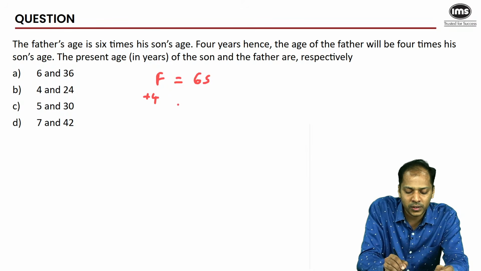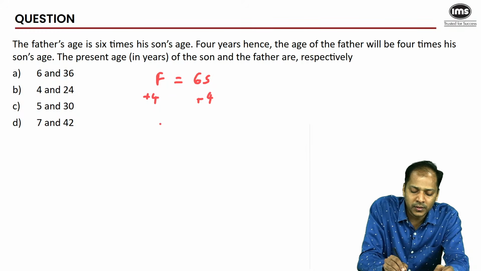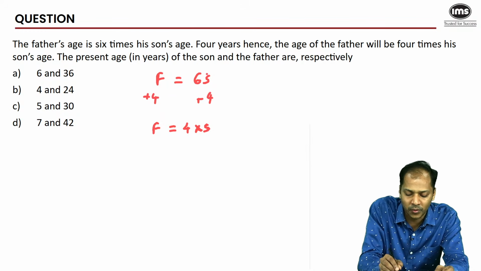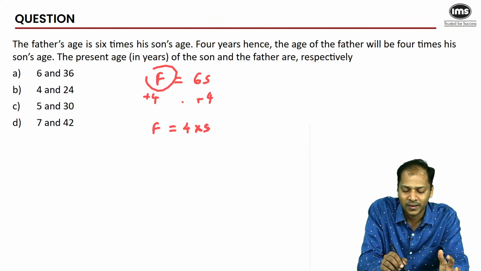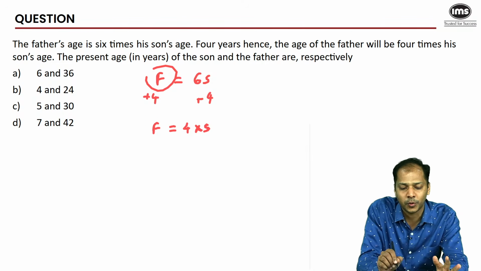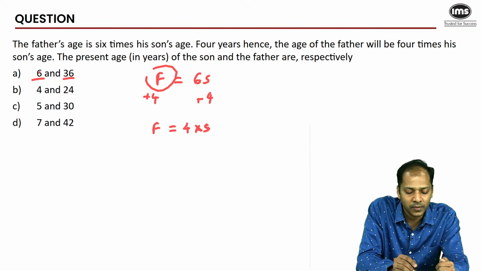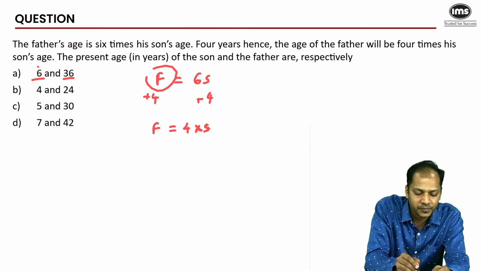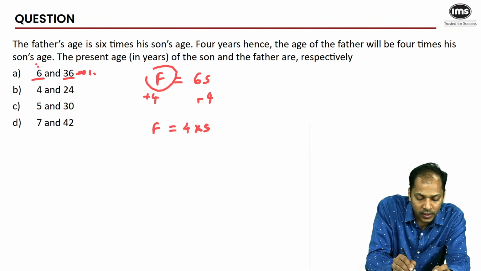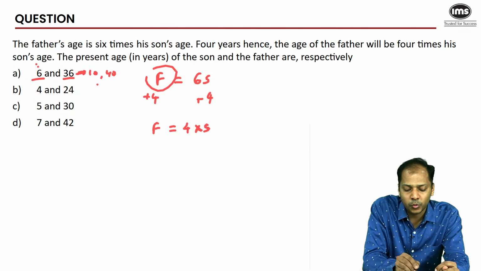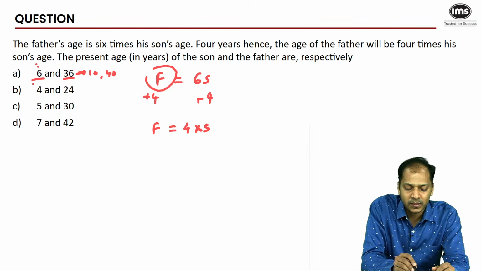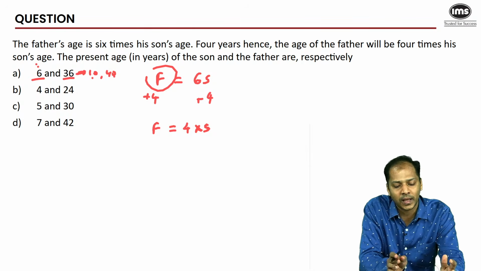If you add 4 years to both of them, the father's age would be 4 times the son's age. I would suggest you go ahead to the options. Now remember, this is not an equation. I'm just saying father and son. Okay, so if the initial ages were 6 and 36, you add 4 to them, this becomes 10, this becomes 40. Do these numbers satisfy both the conditions? Yes. 6 times, and 10 and 40 have a relation of 4 times.